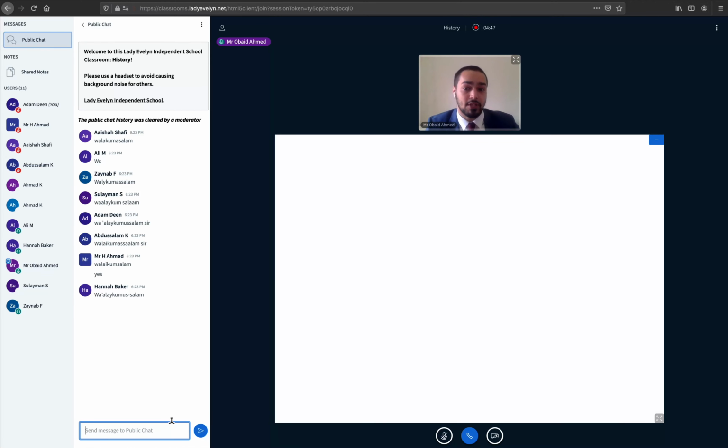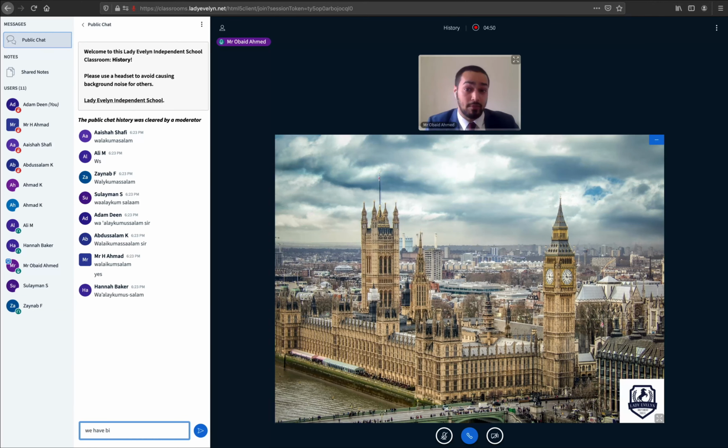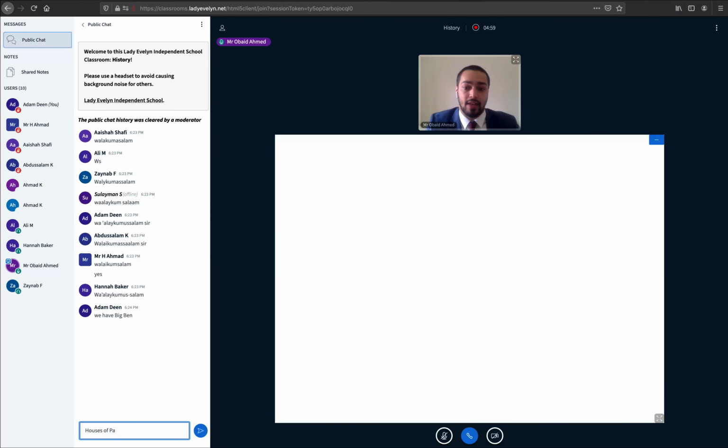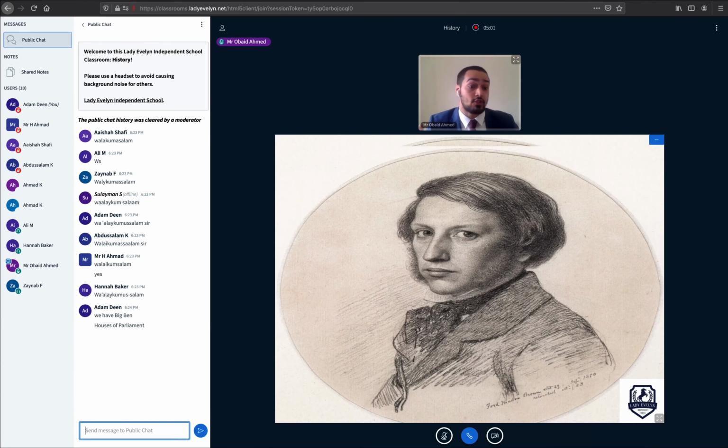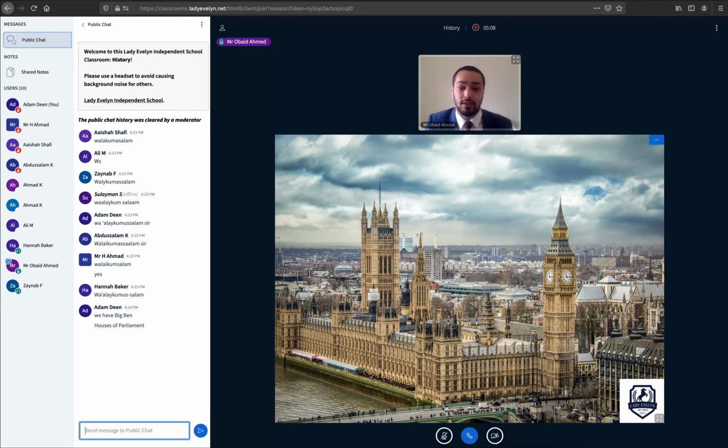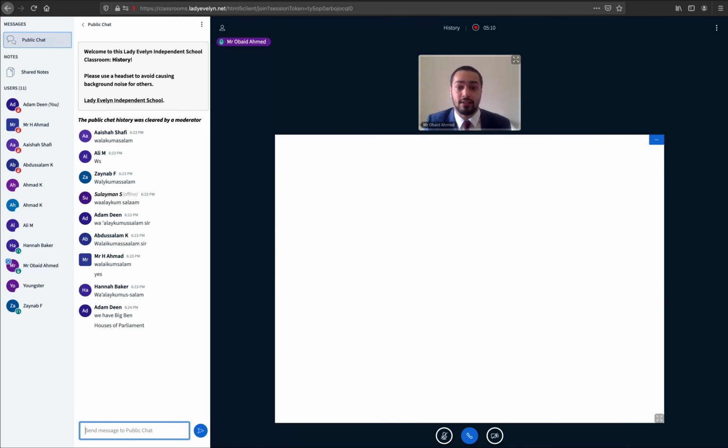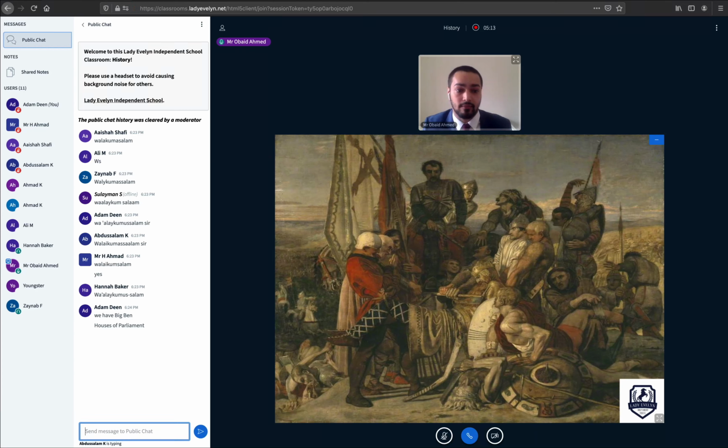So the first picture we have is quite familiar if you're based in London. I want you to look at this picture. So we have Big Ben. Okay. And the second picture is an illustration of someone. So I want you to think about what is the connection between the first picture I showed you here and the second one, and then the third one here. So in the chat box, I want to see if any of you can find the link. Off you go.